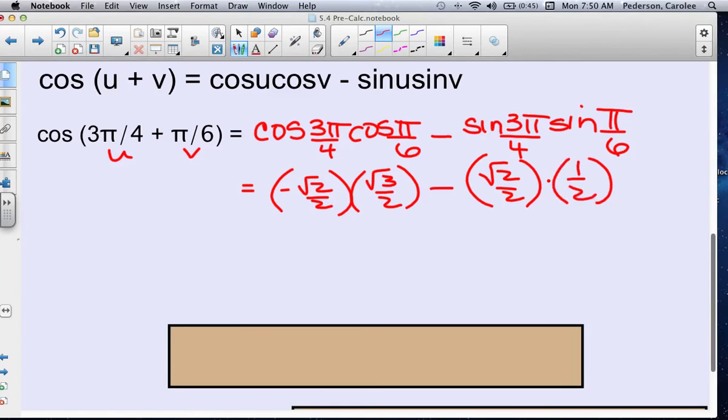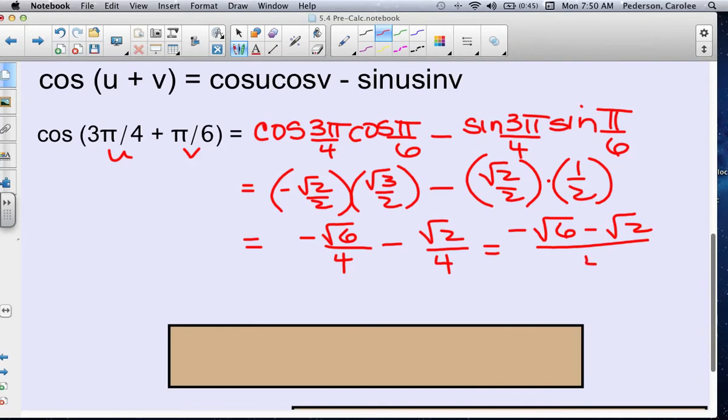Then we go ahead and multiply those two fractions. So we multiply across. So we multiply square root of 2 times 3 gives us negative square root of 6. 2 times 2 is 4. Minus square root of 2 times 1 is square root of 2 over 2 times 2, which is 4. And then just combine it into one fraction. Negative square root of 6 minus square root of 2 all over 4.